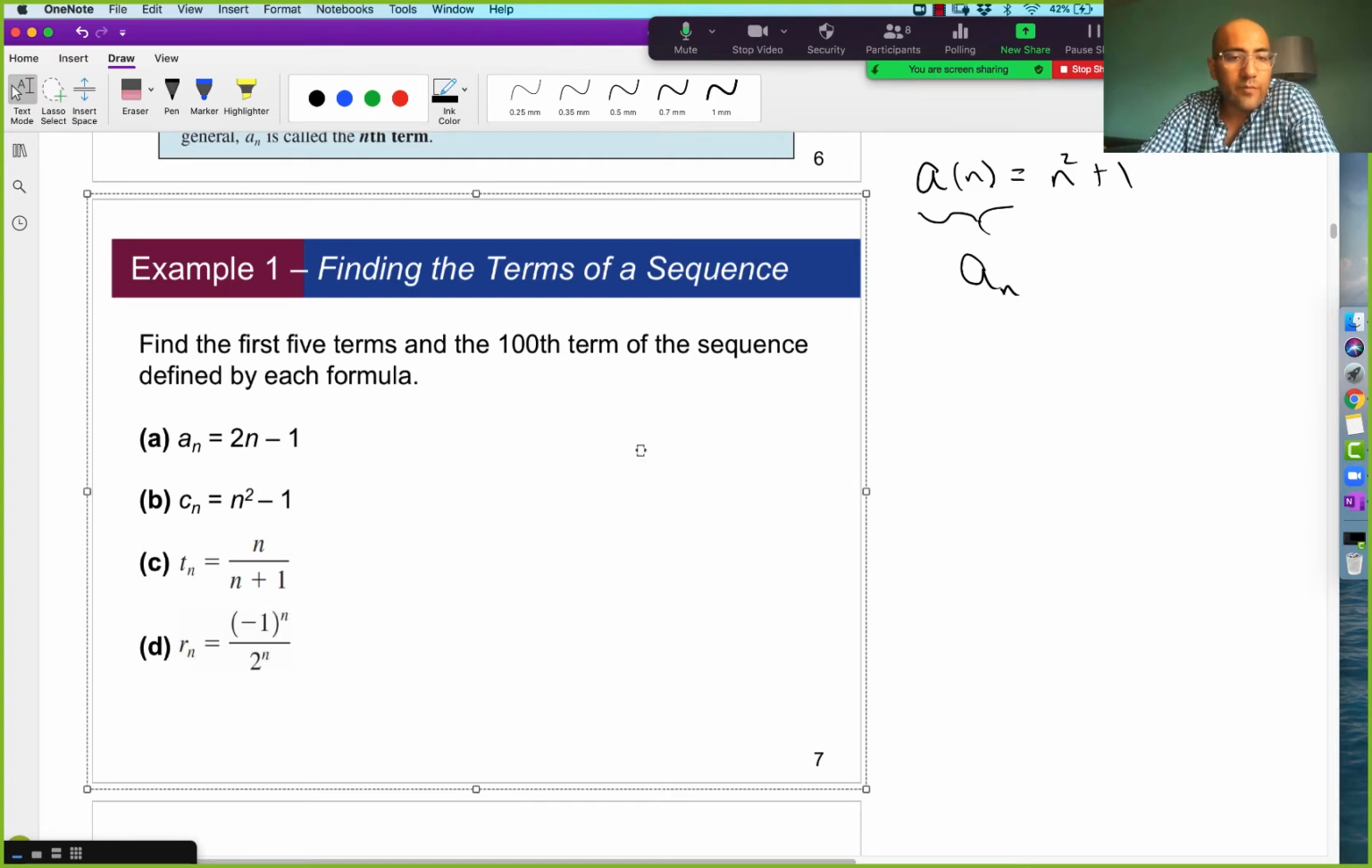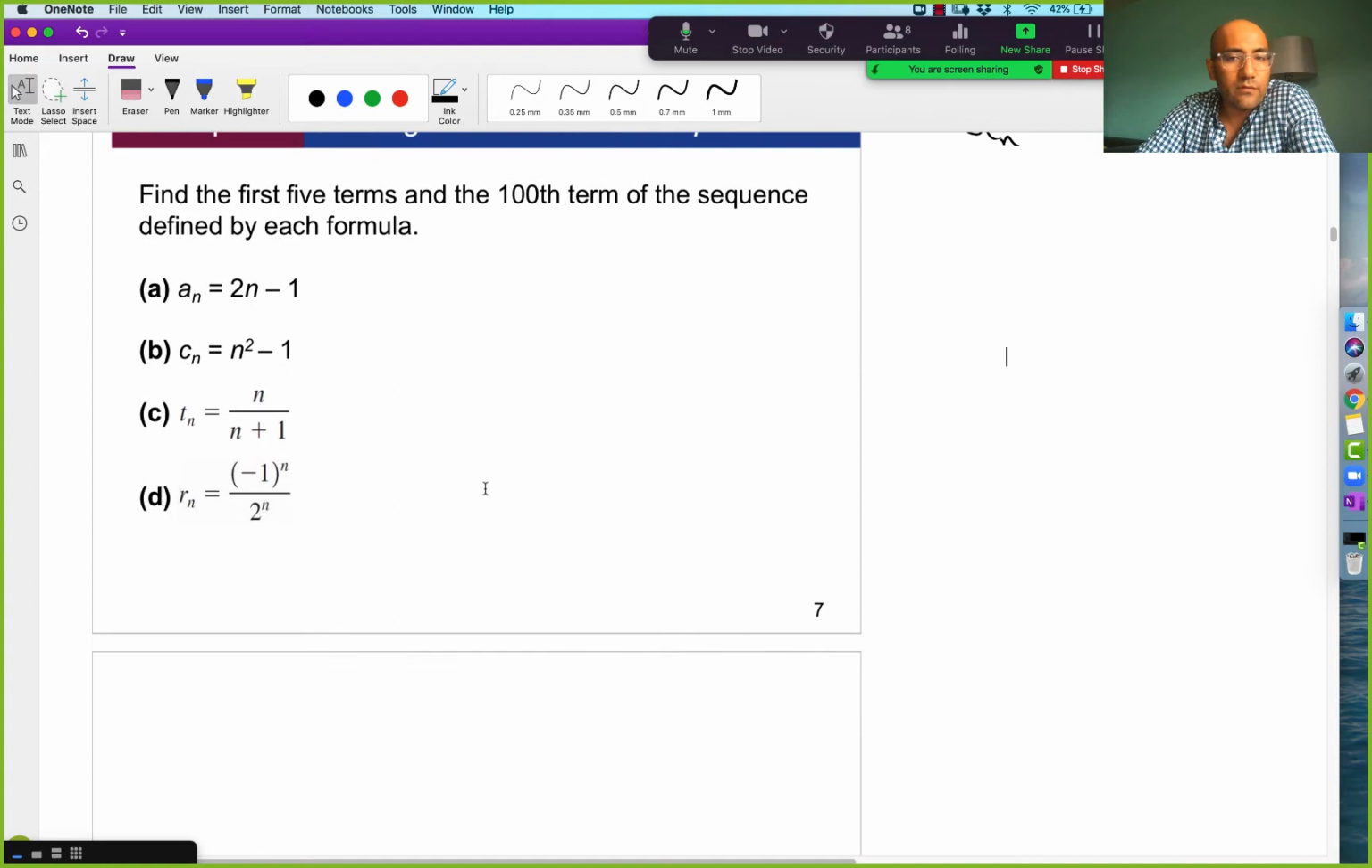Okay, so remember, this is a function. This is a function where the input is the counting numbers. So if you want to find the first one on the list, you have to let n equal 1. If you want to find the second one on the list, you have to let n equal 2, and so on and so forth. Okay, so let's create a little table here and find a few of these values.